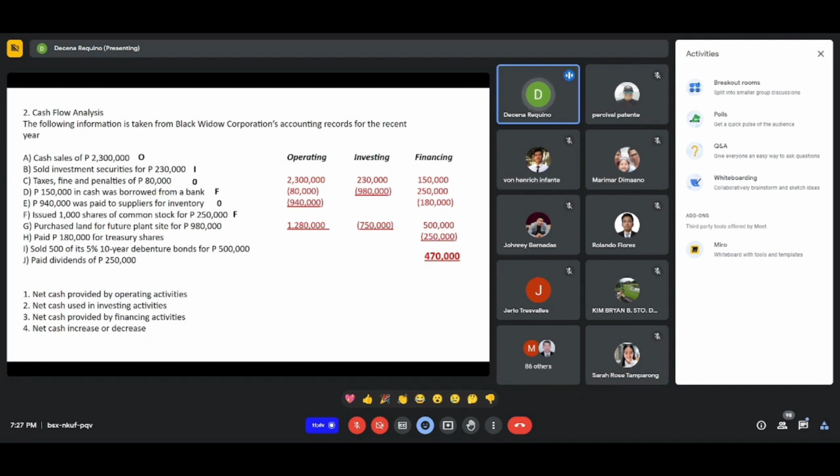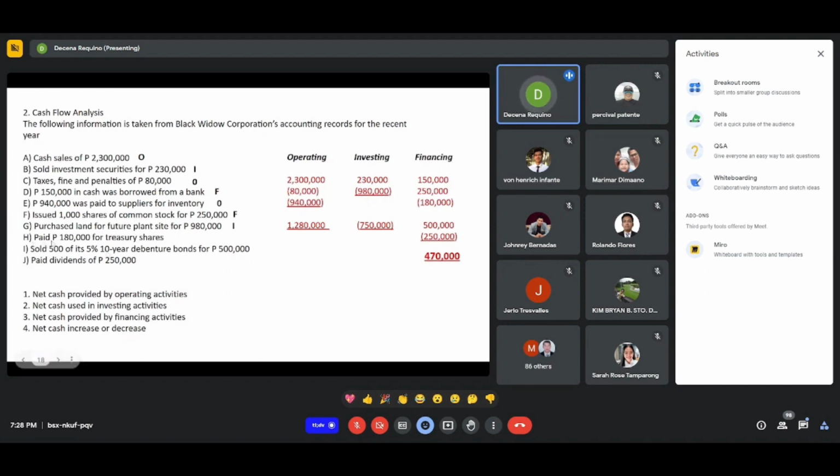Then yung letter G, purchase land for future plant site for 980,000. So ibig sabihin, bumili ka ng land. So nabawasan yung cash mo kasi pinambayad mo siya para makabili ng land worth 980,000. So since ang pinag-uusapan na transaction is land na asset siya, non-current asset. So, under siya ng investing. So, since nagbayad ka, ide-deduct mo siya dito under investing activities.